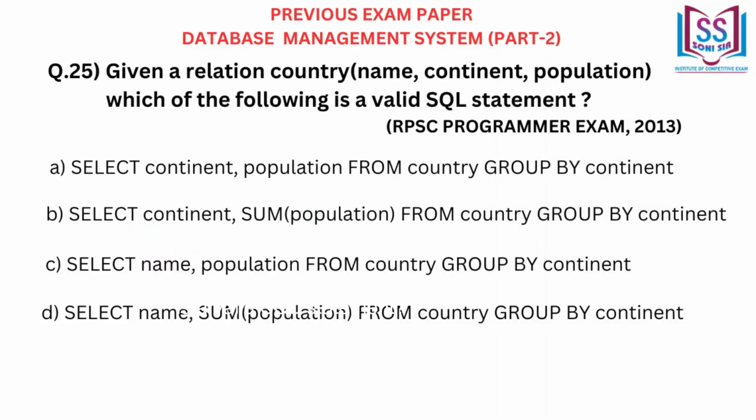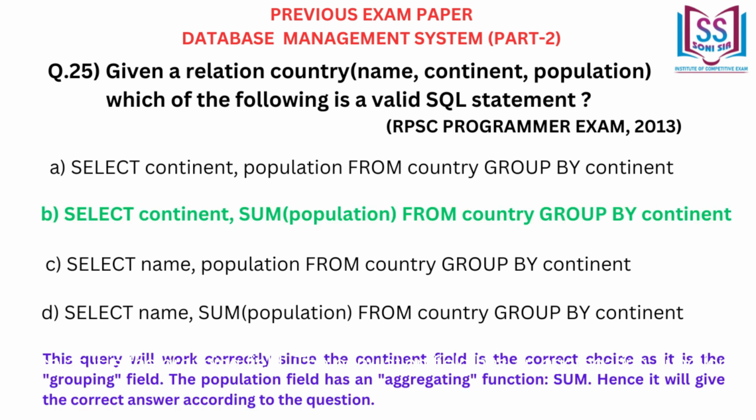Given a relation country(name, continent, population), which of the following is a valid SQL statement? A. Select continent, population from country group by continent. B. Select continent, sum(population) from country group by continent. C. Select name, population from country group by continent. D. Select name, sum(population) from country group by continent. Correct answer B.